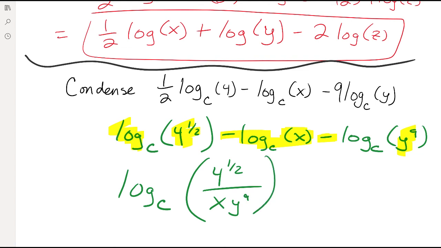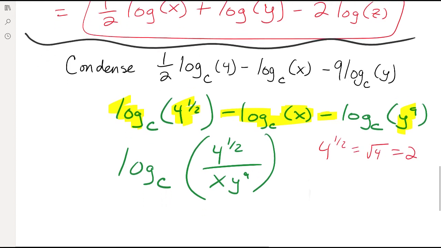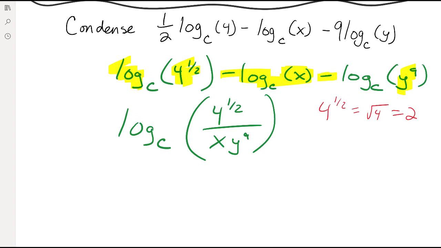Now, if you want to get super fancy here, remember, what do we say the 1/2 power is? The 1/2 power is the square root. So if we wanted to, we could say 4 to the 1/2 is the same thing as taking the square root of 4, which we know is 2. So a fully simplified answer to this, you don't have to do this in homework, would be log base c of 2 over x, y to the 9th. Okay, hopefully that clears it up a little bit. Let me give you just 2 more quick examples here.